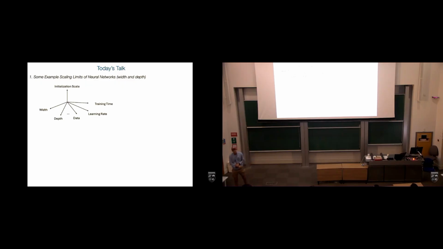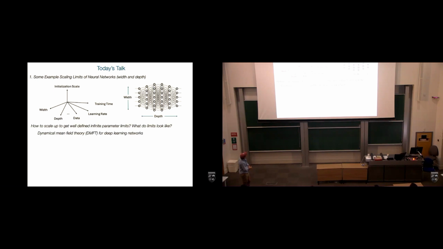So as Mufon alluded to, there's not just one variable, there are many potential ways that we can think about scaling. There's width, depth, data, hyperparameters like learning rate, there's training time, how long you train, like token horizon, and other hyperparameters like initialization scale. So the first thing I'm going to talk about is how do we scale up to get a well-defined infinite width or depth limit. I'll describe a couple of rules and try to connect it to the DMFT ideas we presented yesterday.